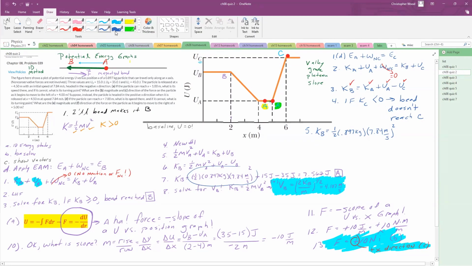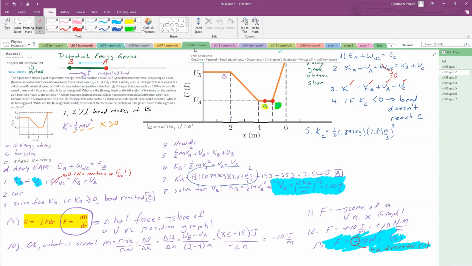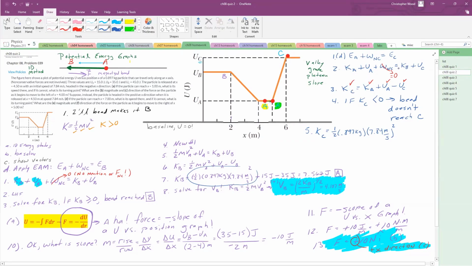So number 5, again, this should be KC. All right, so K sub C equals K sub B. This is K sub B, 1/2 mv squared minus, except darn it, one more escaped. Okay, here. Messy. All right.